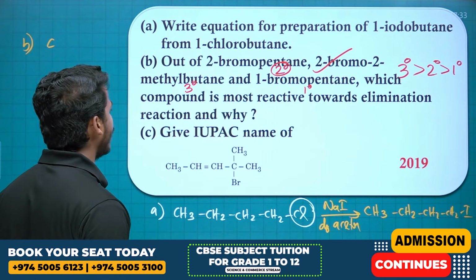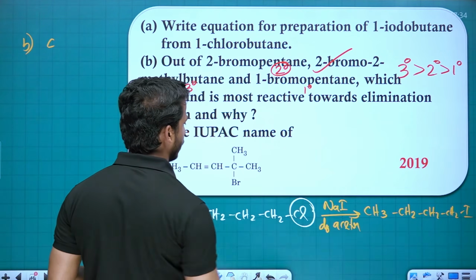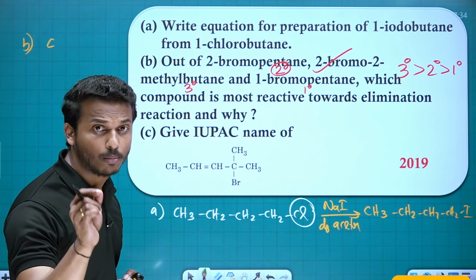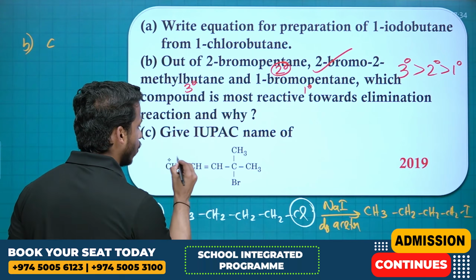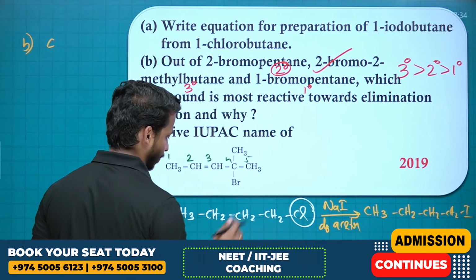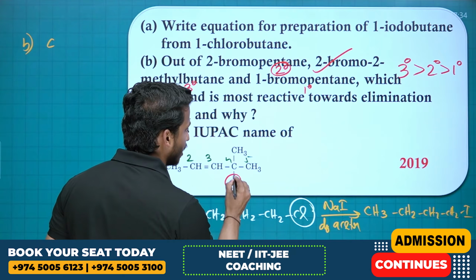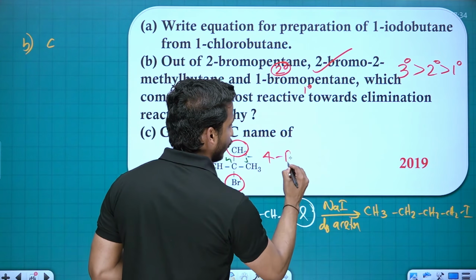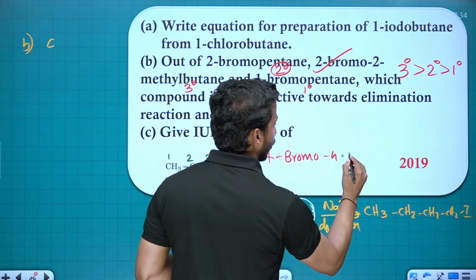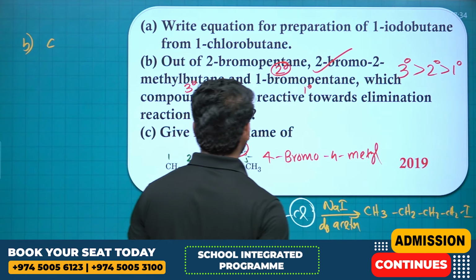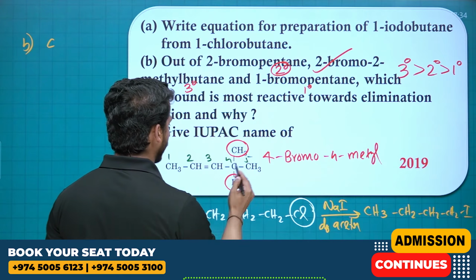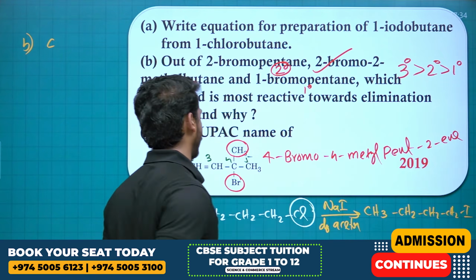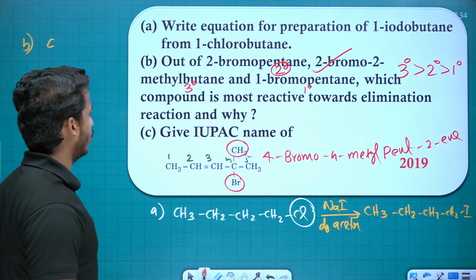Okay, and give the IUPAC name of this compound. Simple. Double bond is there, halogen is there. The double bond has more priority than halogen. So number 1, 2, 3, 4, 5. And you can see bromine is there, methyl is there, alphabetical order, bromine is first. Therefore the name is 4-bromo-4-methyl, total 5 carbons, right? Pent-2-ene. 4-bromo-4-methylpent-2-ene.